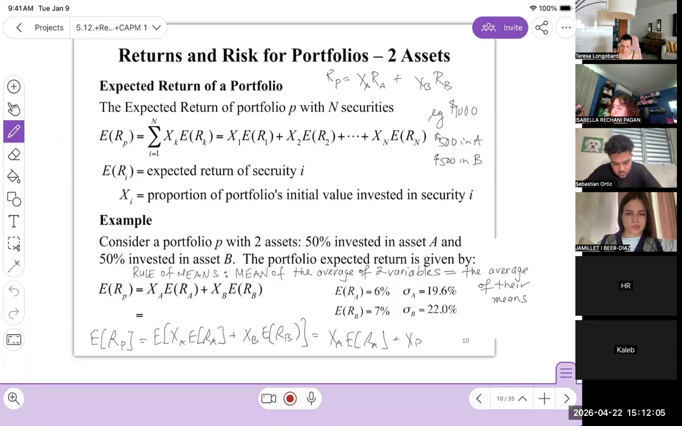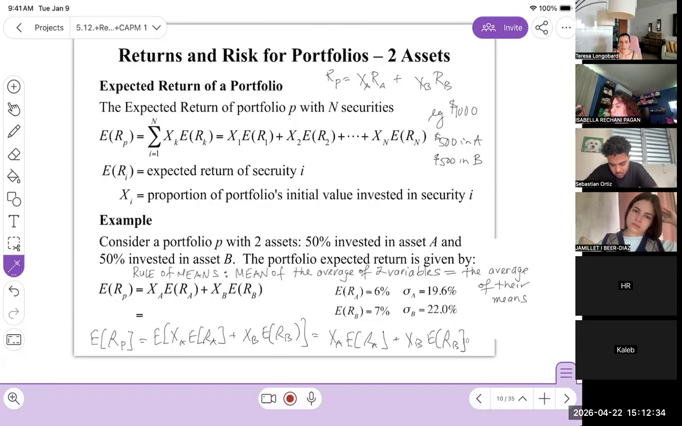So look at that. Think about that for a minute. So you see the pattern. I'm just replacing RA with the mean of RA. That's convenient. Basically, if I take two variables and I average them, their mean will just be the average of the two means.